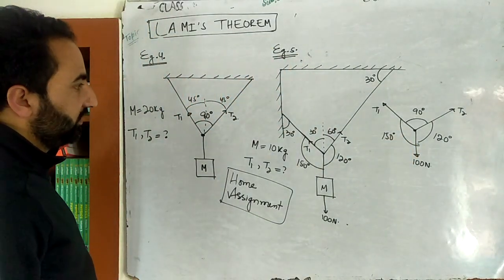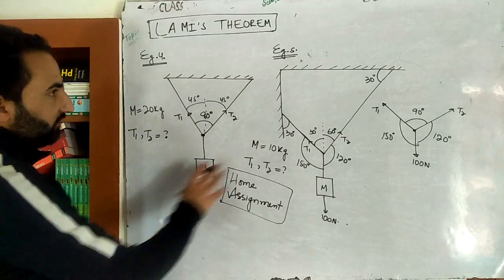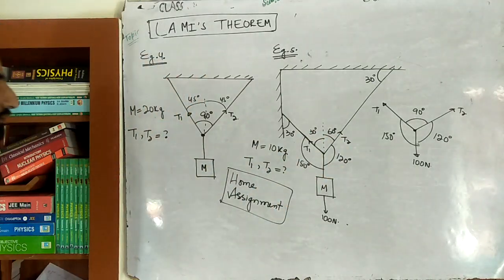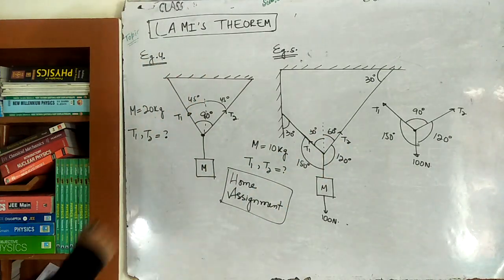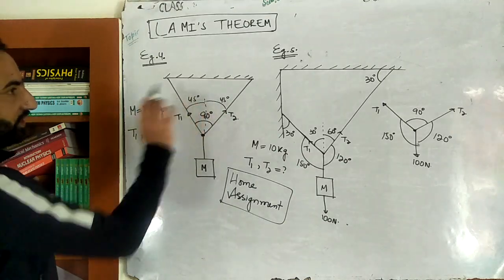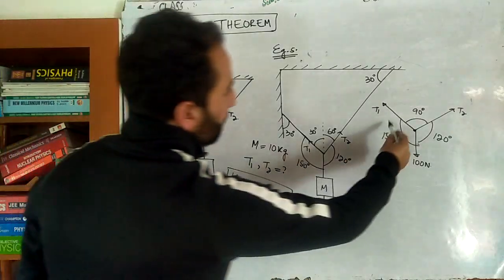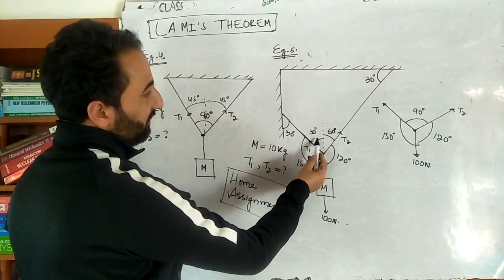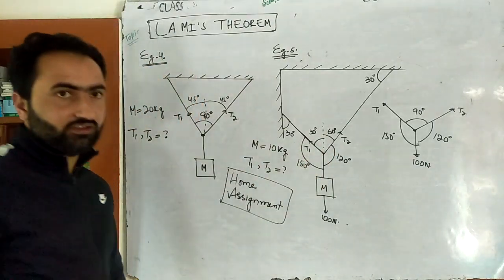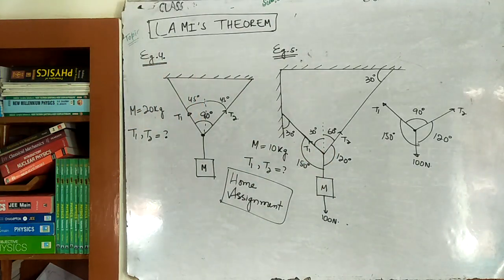No rocket science in it. So do this example as well as this example. Freeze screen and write it down. In this very case T1 and T2 must be the same because symmetrically placed. In this very case T1 and T2 are not the same because asymmetrically placed. This angle is 30, this is 60. Okay, pause screen, write it down.